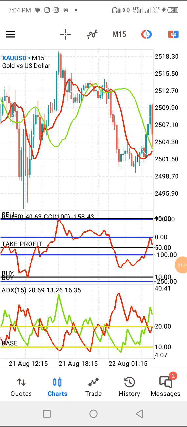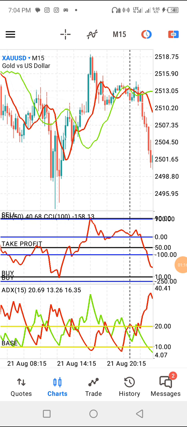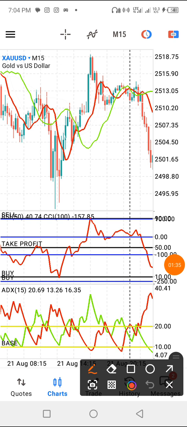Now in the previous one, I told you that you need just three confirmations, either you're using it on Forex, synthetic indices, or even crypto, in as much as it's a tradable asset. For you to sell, the conditions are: we want to see price close below the red line. That was the first setting.